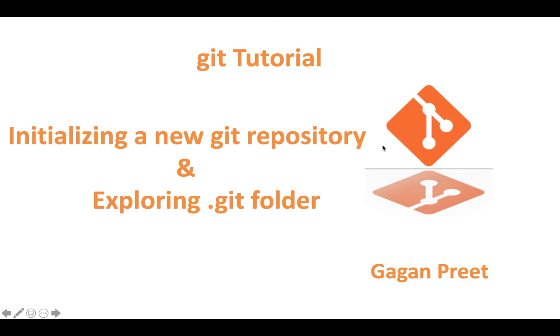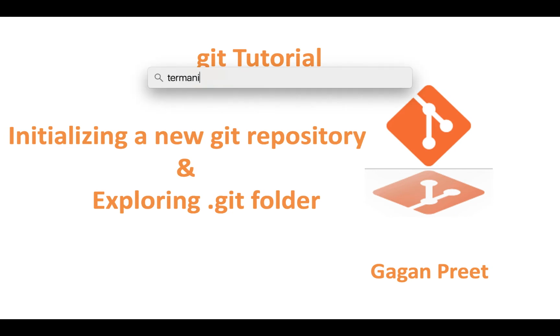In this session, we'll see how to initialize a new Git repository. And after initializing the Git repository, we'll see in a bit more detail where exactly the .git folder is created within the repository and what the folder structure is. So let's get started. I'll open my terminal.